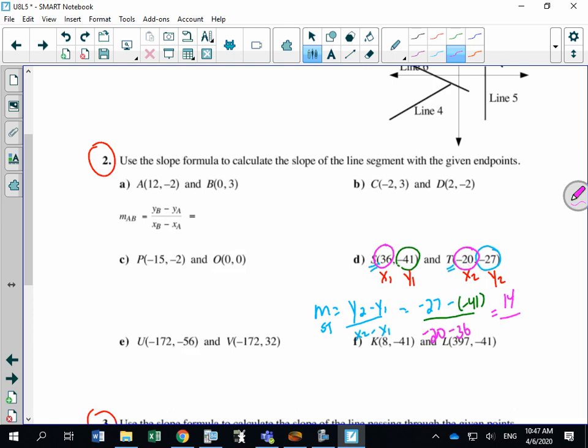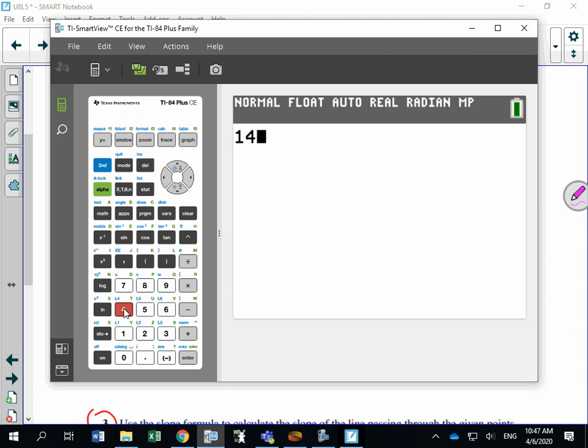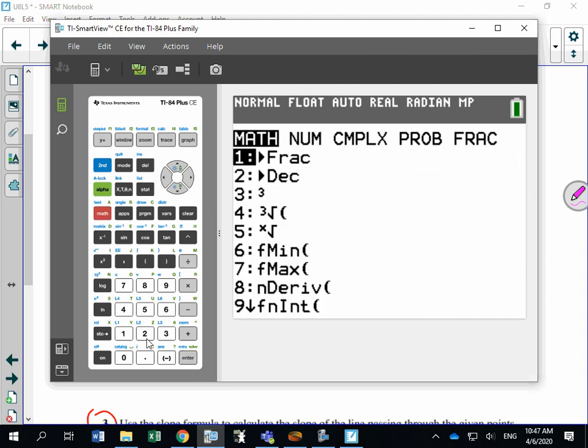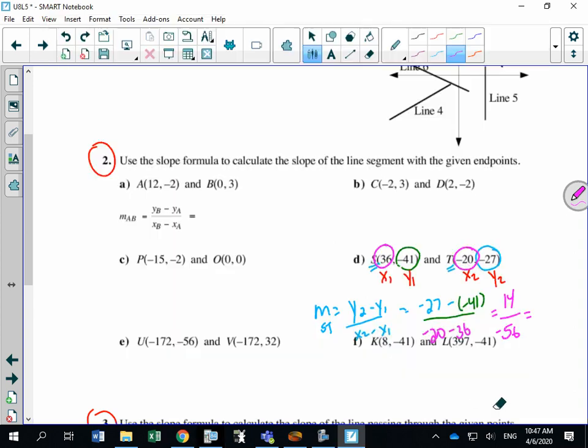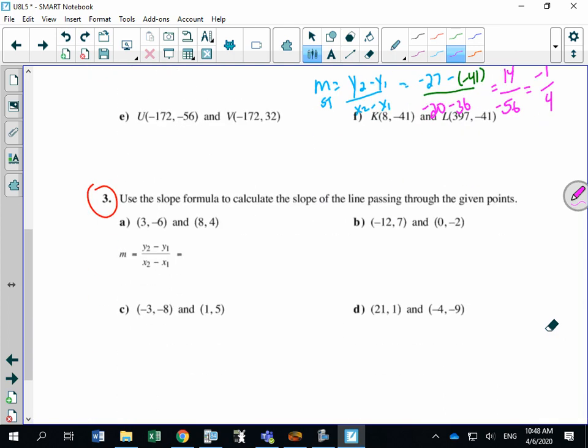Negative 20 minus 36 is negative 56. And then you always have to reduce, right? So on your calculator, 14 divided by negative 56. Math 1 fraction, that's going to be negative 1/4. So my slope of line segment ST is negative 1/4. So I fall 1, run to the right 4. And then you're doing the same thing again, right? Every single point, label x1, y1, x2, y2, and use your slope formula.